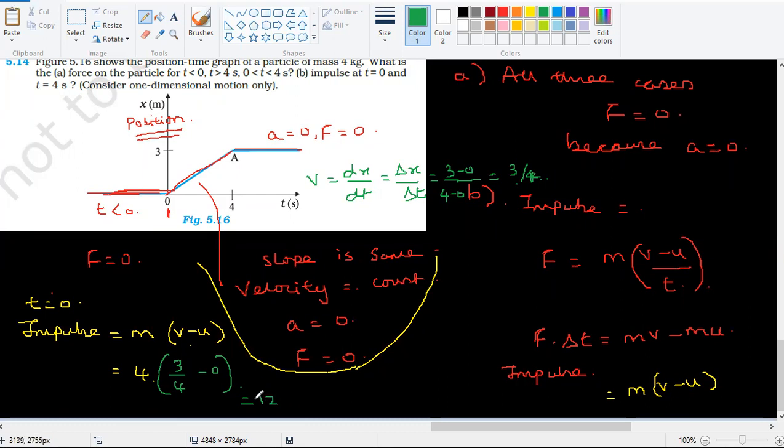Anybody know the unit for impulse? Kg meter per second. Change in momentum, sir. So Newton second, yeah. Then kg meter per second is also correct, because meter per second squared and second cancel. But usually we write Newton second.